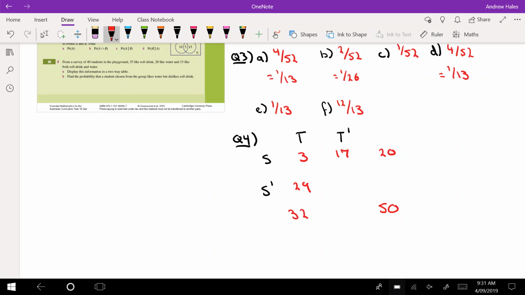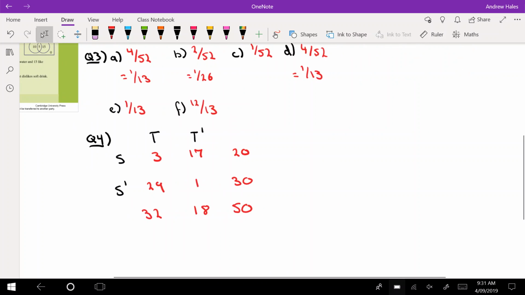So now we're going to have to try and figure out these other ones. Well, by taking 20 away from 50, we get that this number should be 30, and we get that this number should be 18. Alright, so then we know that there's one person that doesn't like either of them. They're just being annoying.